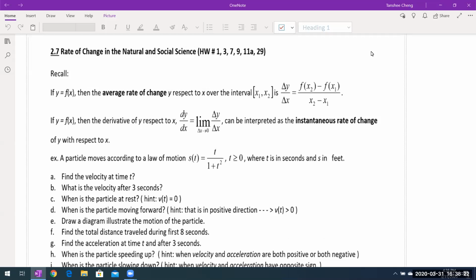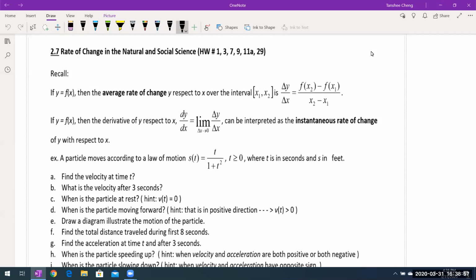Another thing is in business: when you take the derivative of the cost function, that will give you the marginal cost, which is the rate of change of producing one more item. So what we're going to look at is the formula that we have talked about before, right? What is the average rate of change? That's basically the change in y over the change in x. And if you take the limit as delta x approaches zero, which is the definition of the derivative, that is interpreted as the instantaneous rate of change.